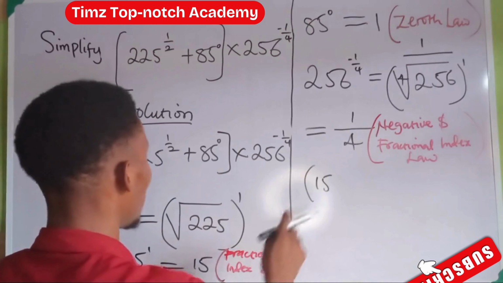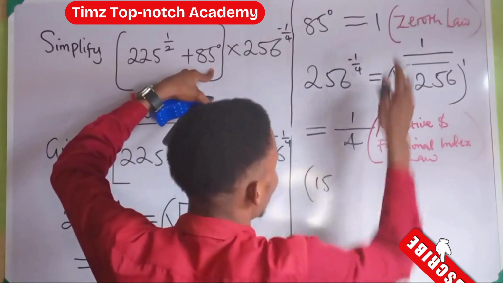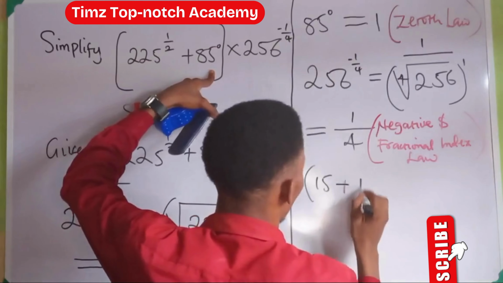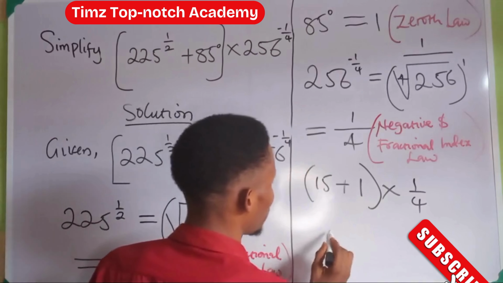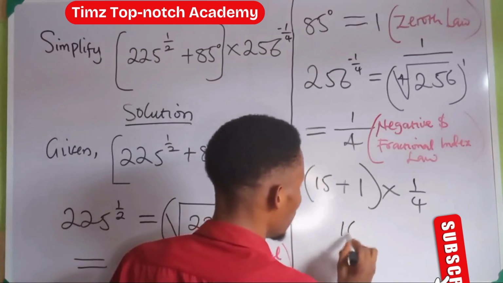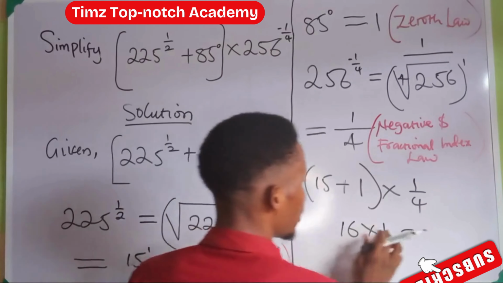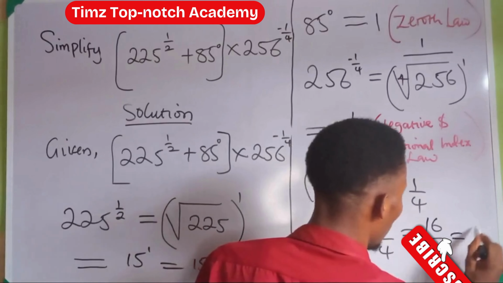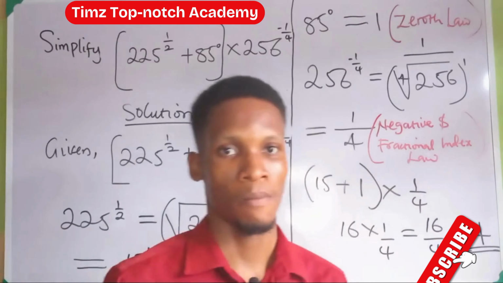So if you have that, you have 15 here, then this 85 raised to power 0 is 1, that is plus 1. Okay, then bracket, multiply by this, which we got as 1 over 4. So if you do this here, we're going to have 15 plus 1 is 16, multiplied by 1 over 4. 16 times this is 16 all over 4, which is the same as 4 as your last answer. That's the answer.